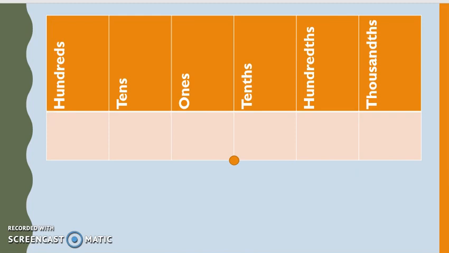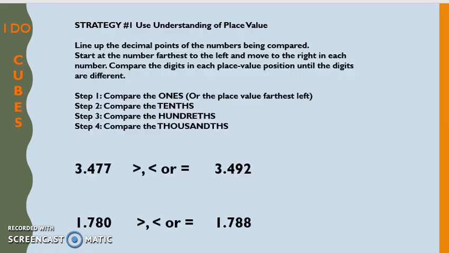Let's take a look at the place value chart that Miss Addison reviewed in lessons 3.1 and 3.2. We will be working all the way to the thousandth place value in this lesson. Let's look at our first I do problem.